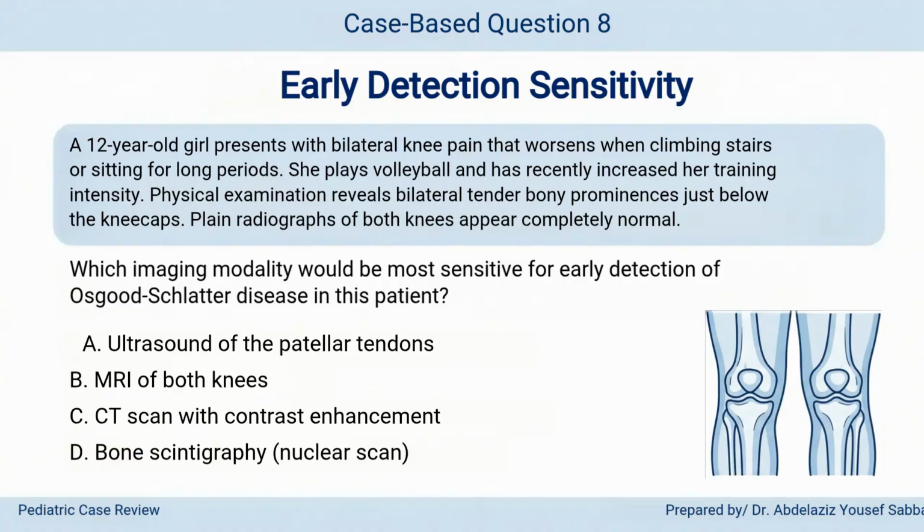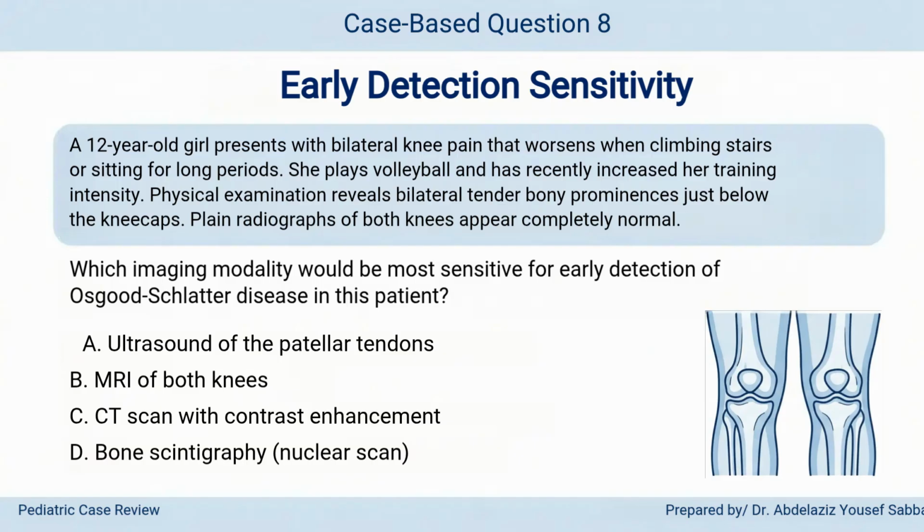Case 8. Early detection sensitivity. A 12-year-old girl presents with bilateral knee pain that worsens when climbing stairs or sitting for long periods. She plays volleyball and has recently increased her training intensity. Physical examination reveals bilateral tender bony prominences just below the kneecaps. Plain radiographs of both knees appear completely normal. Which imaging modality would be most sensitive for early detection of Osgood-Schlatter disease in this patient?